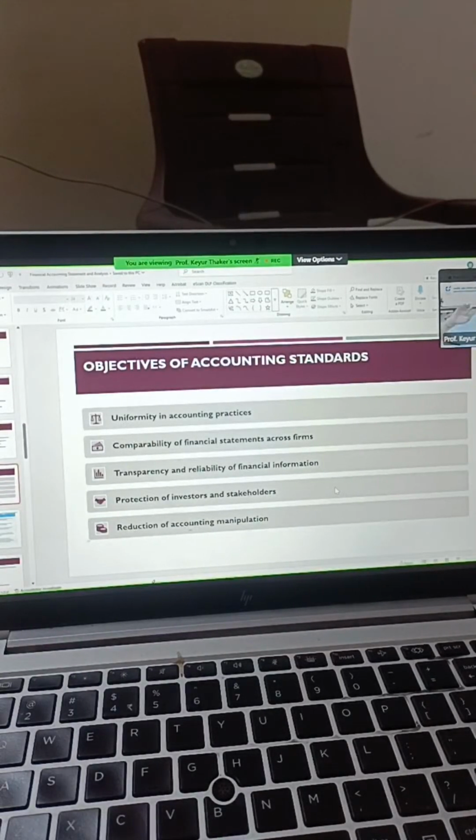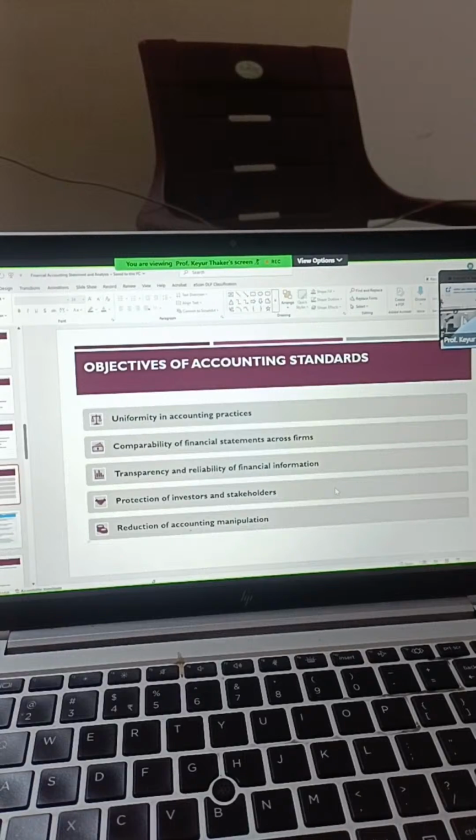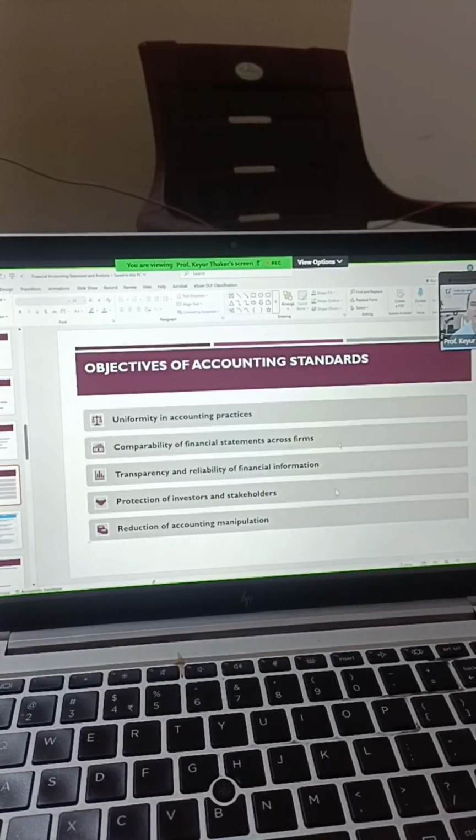So now there are accounting standards. Each region has its own accounting standards. India has its own Indian Accounting Standard. Europe has International Financial Reporting Standard. US has US GAAP. They maintain more or less uniformity, how you recognize revenue, how you book depreciation, all this. So therefore, uniformity in accounting practices, comparability of financial statements across firms. You should be able to compare financial statements of different companies because they follow more or less the same practice. Otherwise, comparability will not happen.